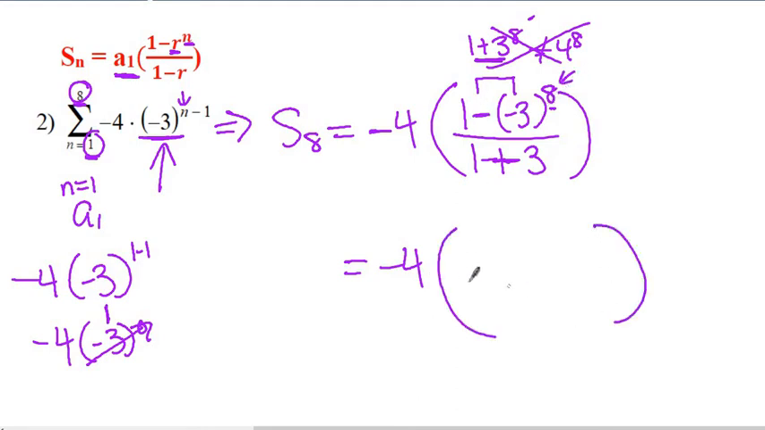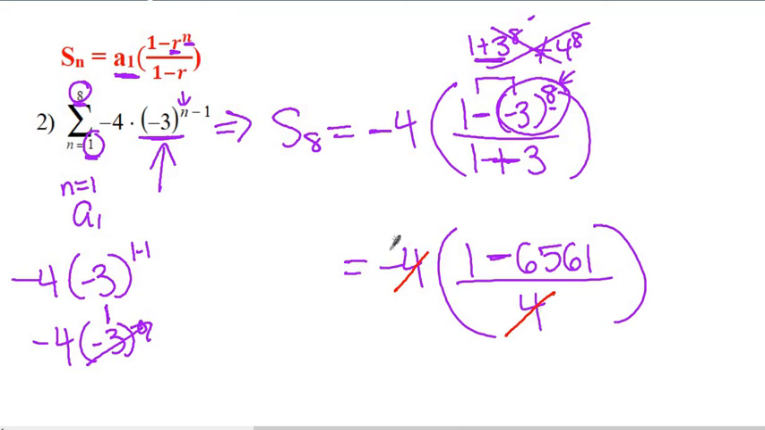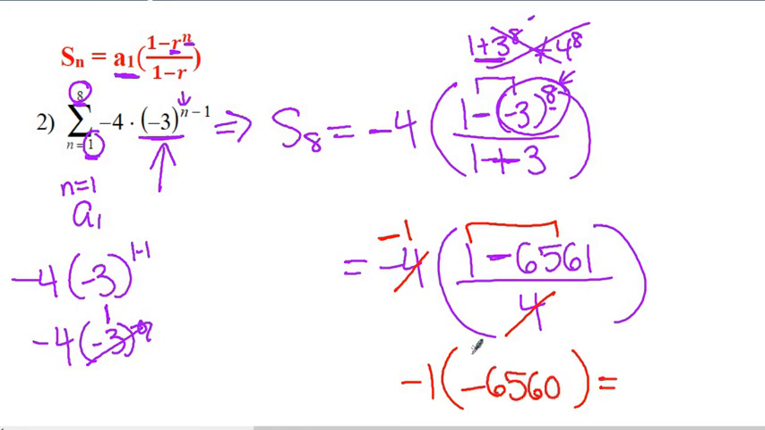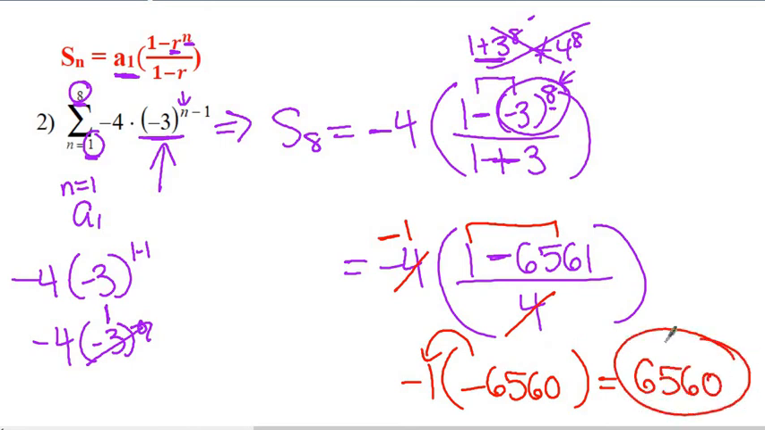So let's simplify this. We have 1 plus 3 on the bottom, which is 4. Then we have 1 minus negative 3 to the 8th power, which is 1 minus positive 6,561. This 4 and this 4 will cancel, so this is just negative 1 now. So we have negative 1 times 1 minus 6561, which is negative 6560, times this negative 1 outside gives us positive 6560. And that is the sum of that geometric series.